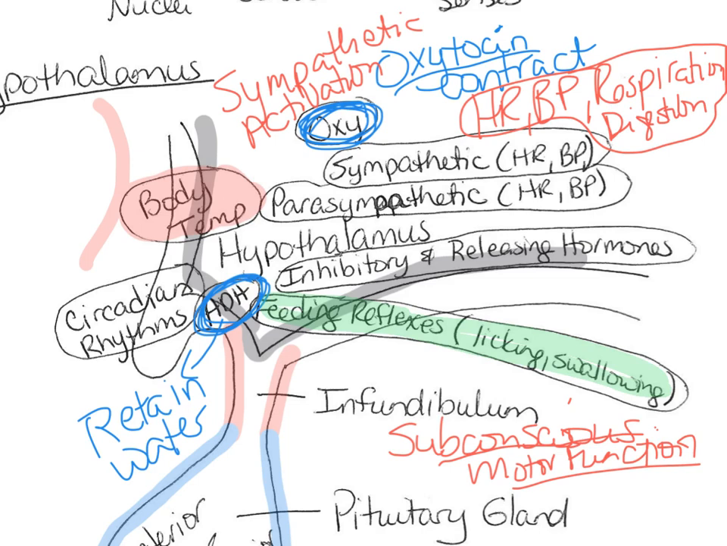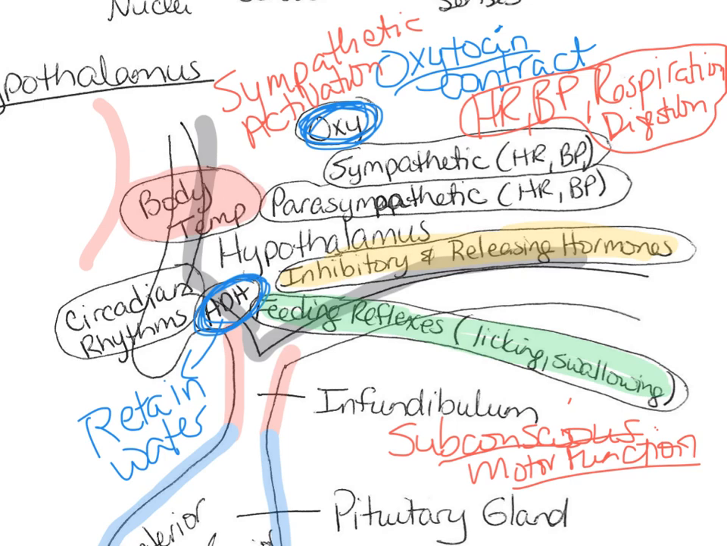All right, so we've got all those things going on in the hypothalamus, and in addition to that, it also releases these inhibitory and releasing hormones that are going to control the anterior pituitary. So there's just a lot going on in the hypothalamus. It's really super important, right? It's a very important area of the brain.